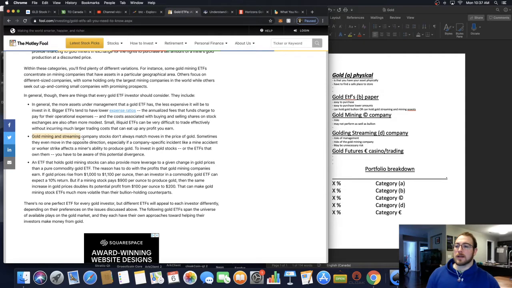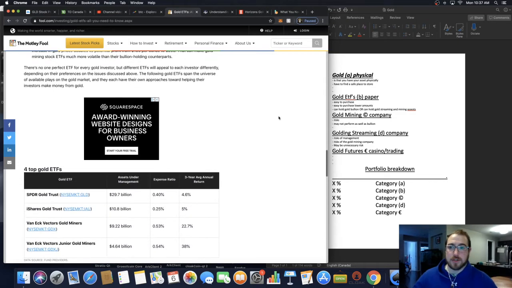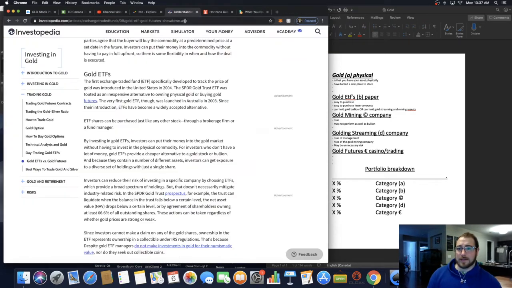Gold mining and streaming companies don't always match moves in the price of gold. Sometimes they even move in the opposite direction, especially if a company-specific incident, like a mine accident or a worker strike, affects the miner's ability to produce gold. To invest in gold stocks, or the ETFs that own them, you have to be aware of this potential divergence. So, again, these don't necessarily mimic the price of gold, which we're all just thinking, by association. So I'm just going to delete out of this too.